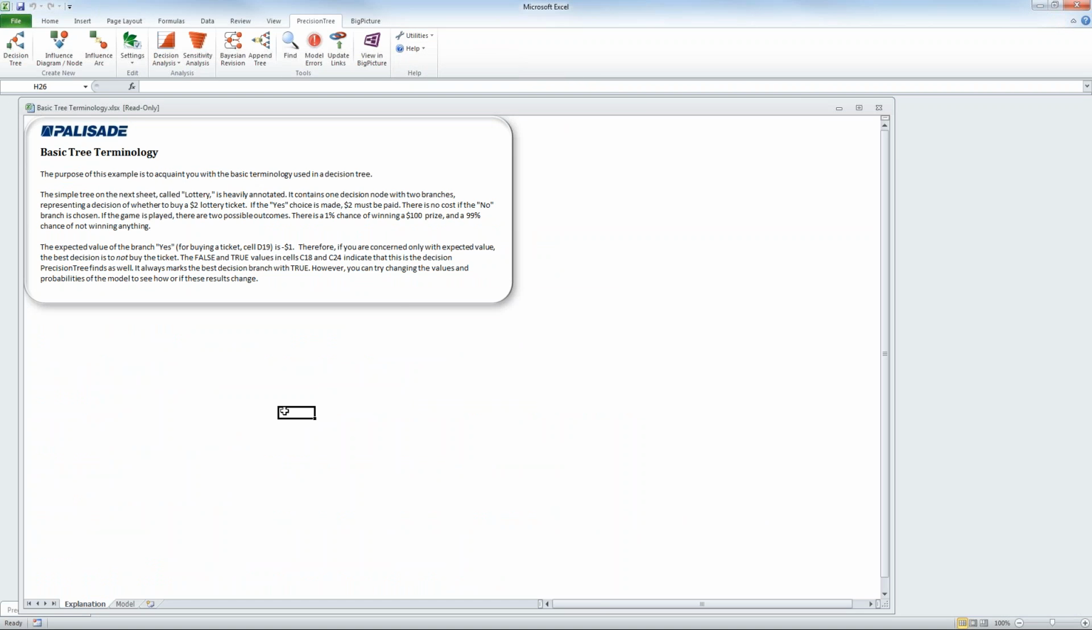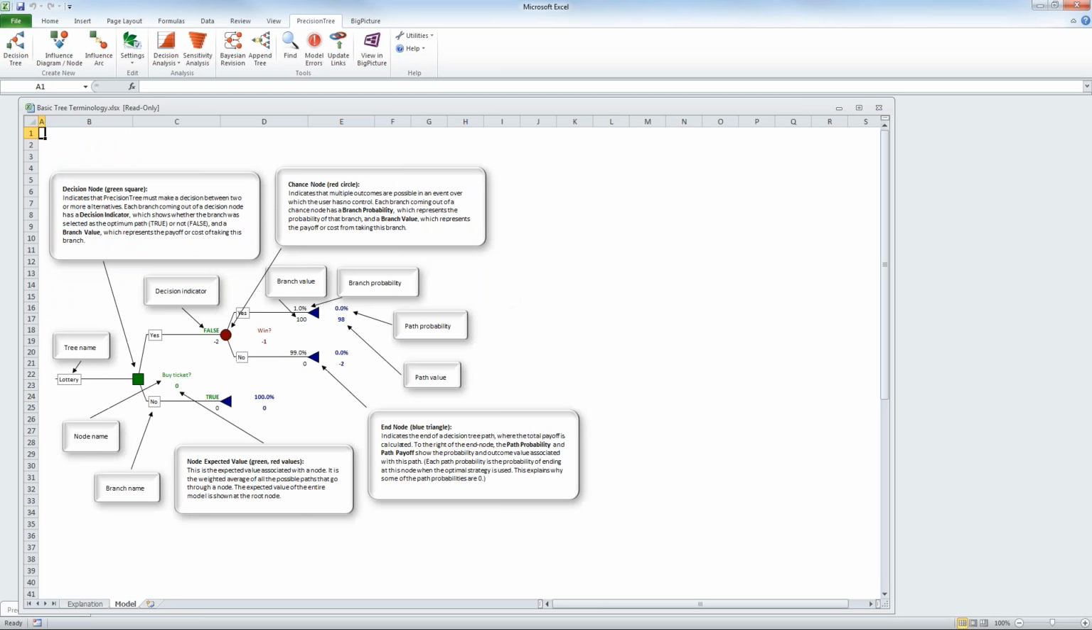So let's go back here to the basic terminology window. When you first look at this decision tree, it may seem overwhelming because it's so heavily annotated. However, it's worthwhile to show this one to you so that you can refer to it on your own time, because I'm going to breeze through this, and if you've never dealt with decision trees, you might not feel comfortable with it.